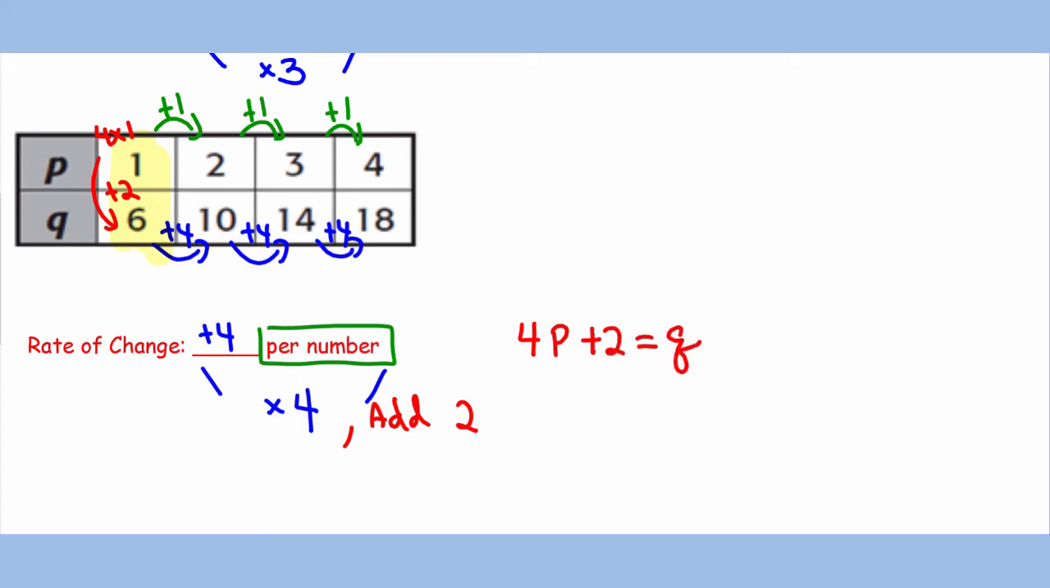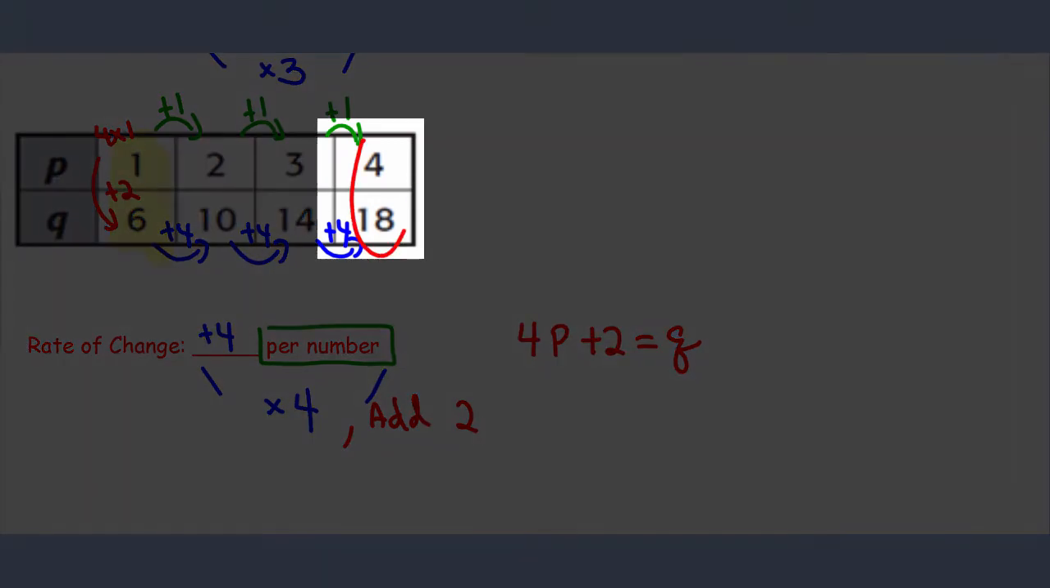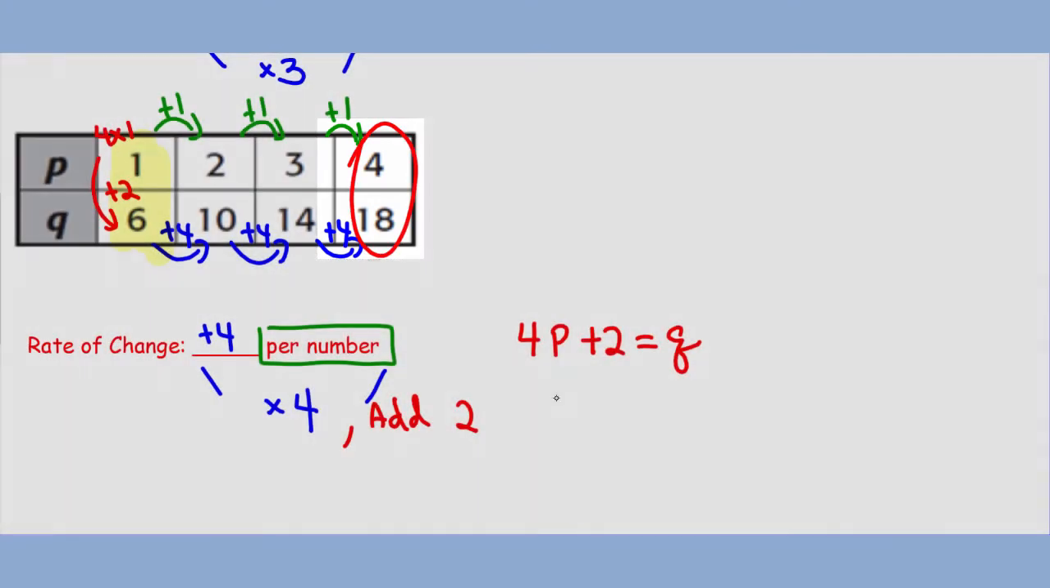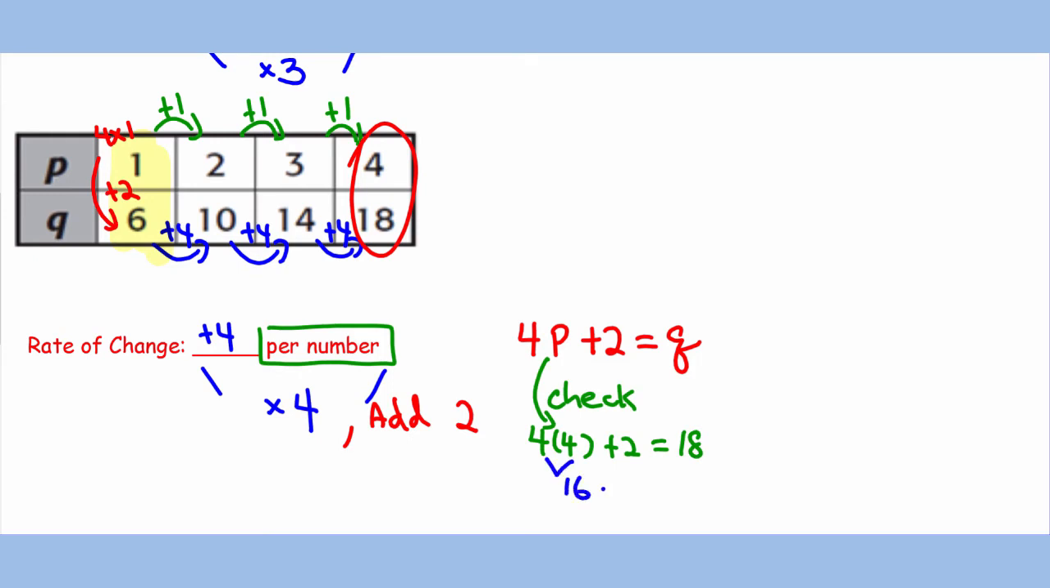And now let's check to see if it makes sense with a number of our choice. In this case, I will choose the 4 and the 18 right here, which 4 times 4 plus 2 should give you 18. And yes, it does, because 16 from the 4 times 4 plus 2 does equal 18. And now to bring this further, we can also write an equivalent equation using the distributive property.